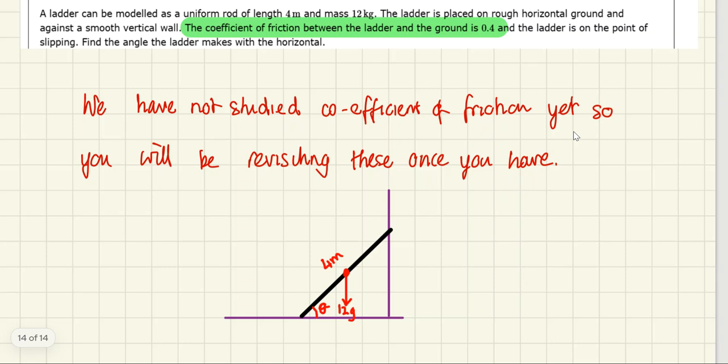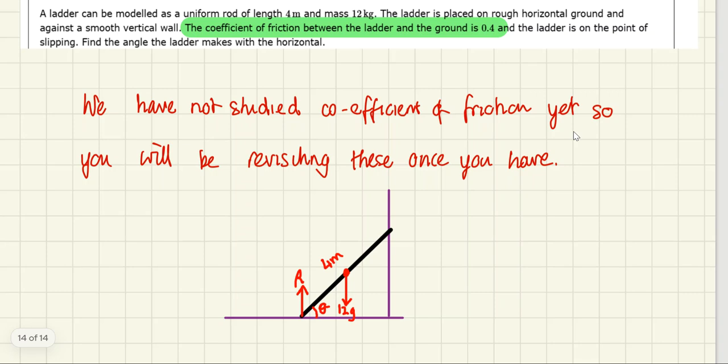So where are the forces? We've got that. Anything else? The point of contact between the wall and the ladder, and the ladder and the ground. So where do the forces go at this point? Up, because it's a reaction force. This counteracts the weight. The ground is pushing up and the wall is pushing here.